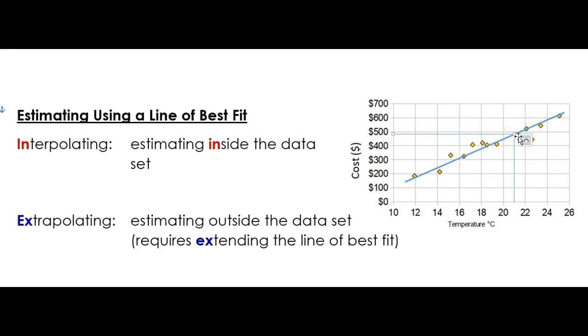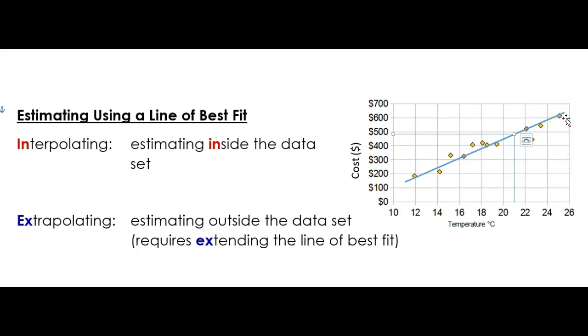And now, sometimes we don't have all of the data collected beyond the data set, right? So like, for instance, the lowest point that I have on this data set is at 12 degrees Celsius, and the highest one is at 25 degrees Celsius.